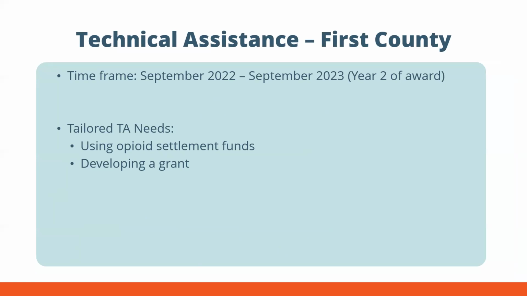So our first county conducted technical assistance with us between September 2022 and September 2023. Some of their tailored needs were that they came to us and said, we really want to know how to effectively use our opioid settlement funds. We know that we have some dollars coming down the pike, and we see how it relates to what we're wanting to do through SYNC. And so we wanted to be very strategic about how to use those funds and how to approach higher-ups in our county to get a portion of those funds so that we can sustain our work, so that SYNC becomes more integrated into the language of what we're doing.